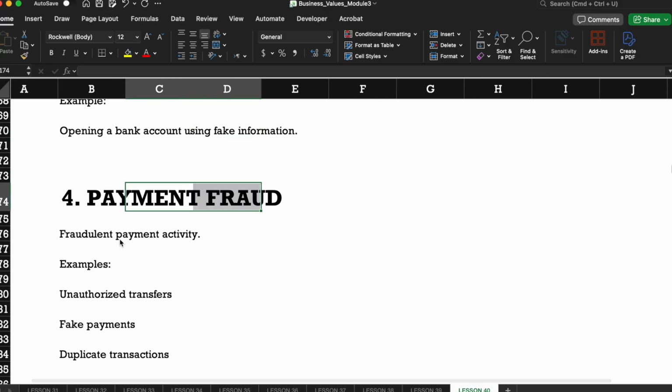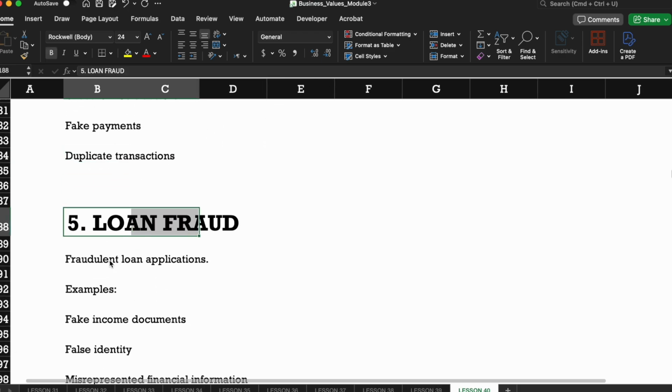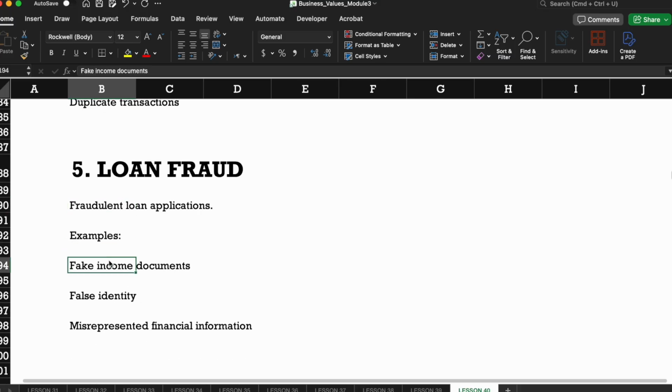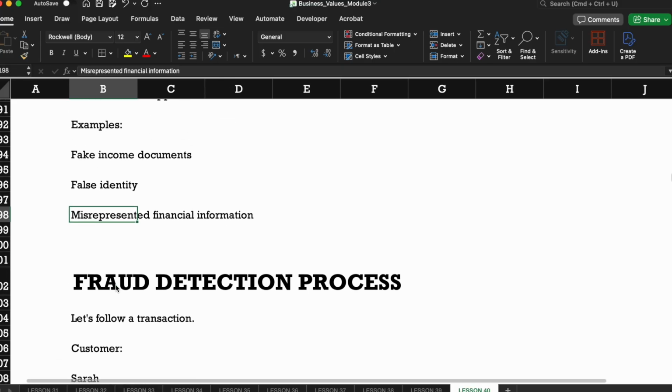Payment fraud: fraudulent payment activity. Example: unauthorized transfer, fake payment, duplicate transaction. Loan fraud: fraudulent loan application, fake income documents, false identity, misrepresented financial information.